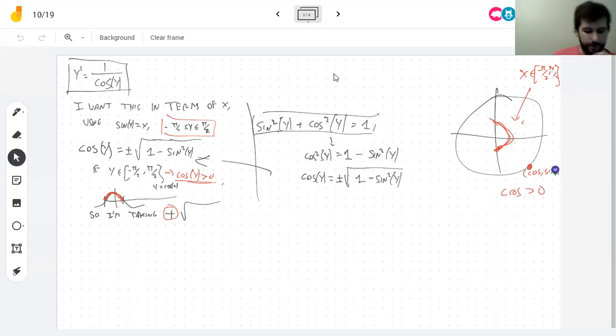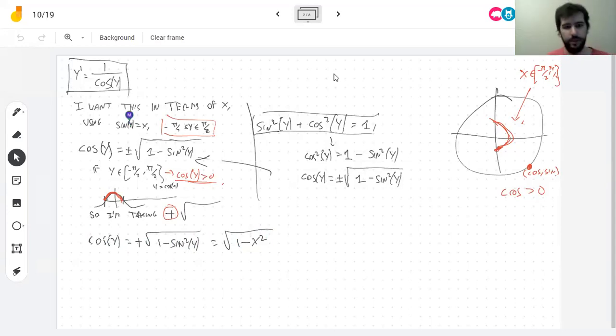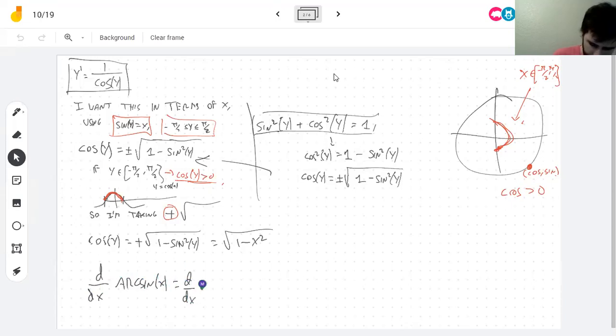Okay, so I'm basically done. Cosine of y equals the positive square root of 1 minus sine squared y. I just said that sine y was x. That's the one thing I know about y. So I can just replace that by x. And that means that the derivative of arcsine, which is what I was writing here, equals 1 over the root of 1 minus x squared. That's it. That's the derivative of arcsine.